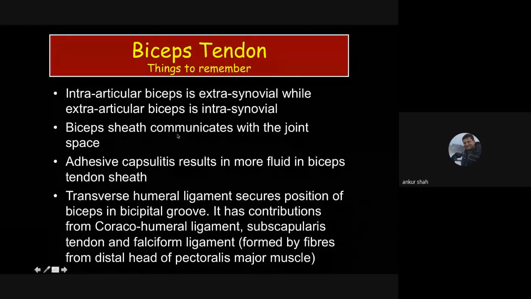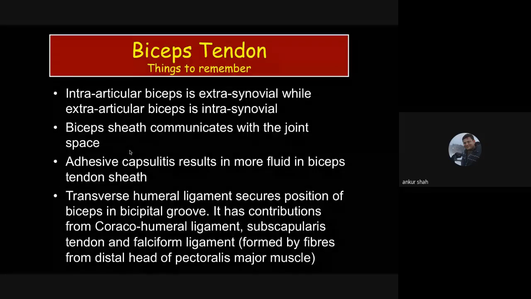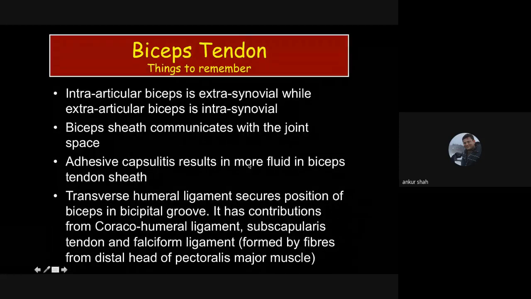The biceps tendon communicates with the joint space. So you will normally see some amount of fluid in the periphery of the biceps tendon, which is not abnormal. So don't think that this is biceps tenosynovitis or peritendinitis in patients who have some fluid around the biceps tendon. And in patients who have adhesive capsulitis or frozen shoulder, there will be even more fluid in the biceps tendon, because of the adhesive capsulitis, the joint space itself is narrow. So whatever joint fluid is there, it will go in the biceps tendon sheath.